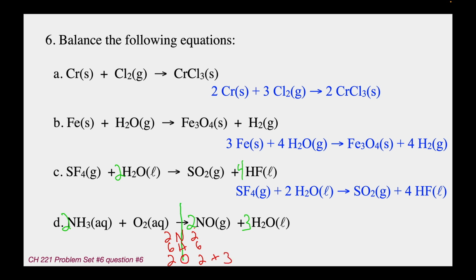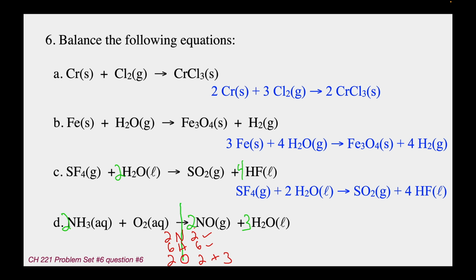Notice how I write oxygen as 2 plus 3. That helps me remember that there's oxygen in 2 different places. However, now we can see what the issue is. You've got 2 nitrogens on both sides and 6 hydrogens on both sides, so we're good to go there. But we have 2 oxygens on the reactant side and 5 oxygens on the product side.